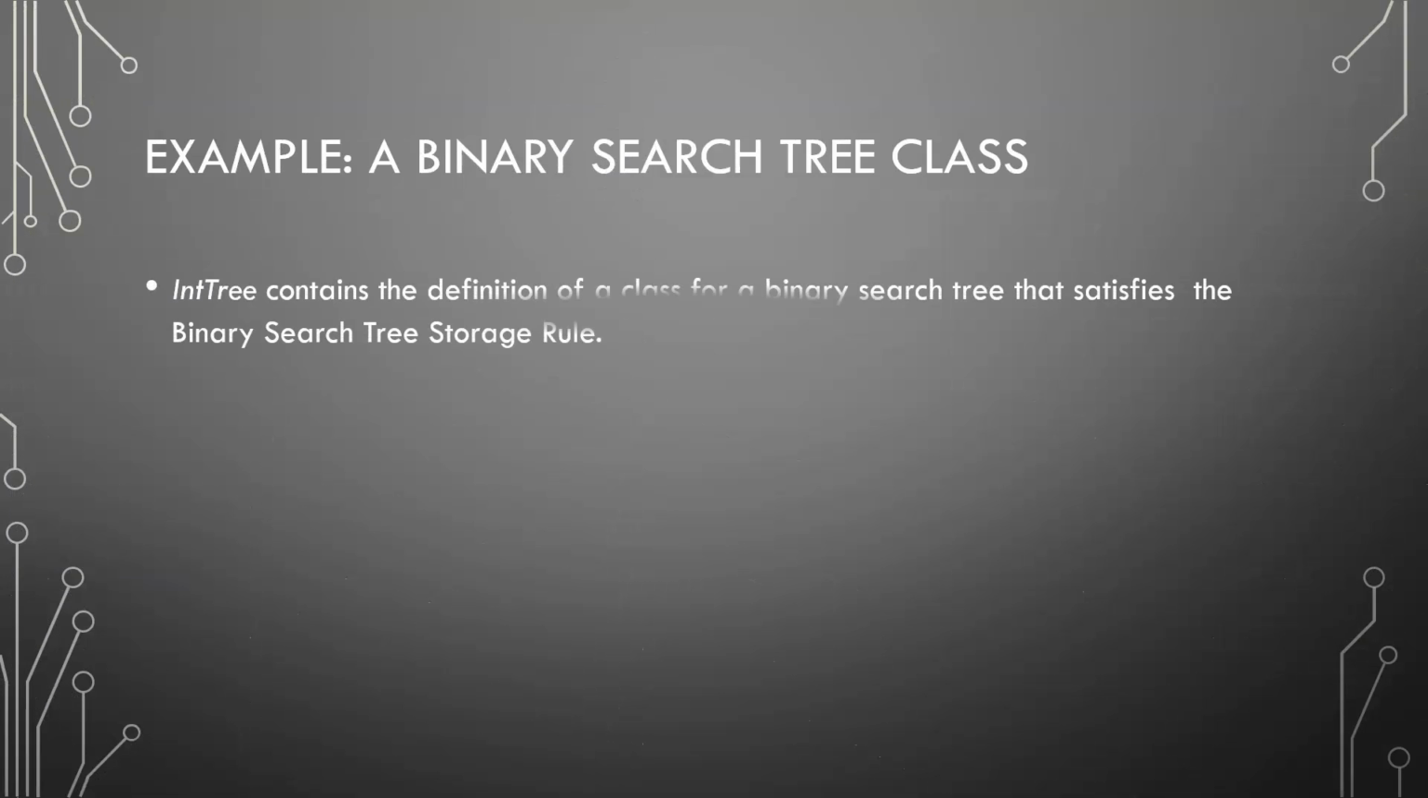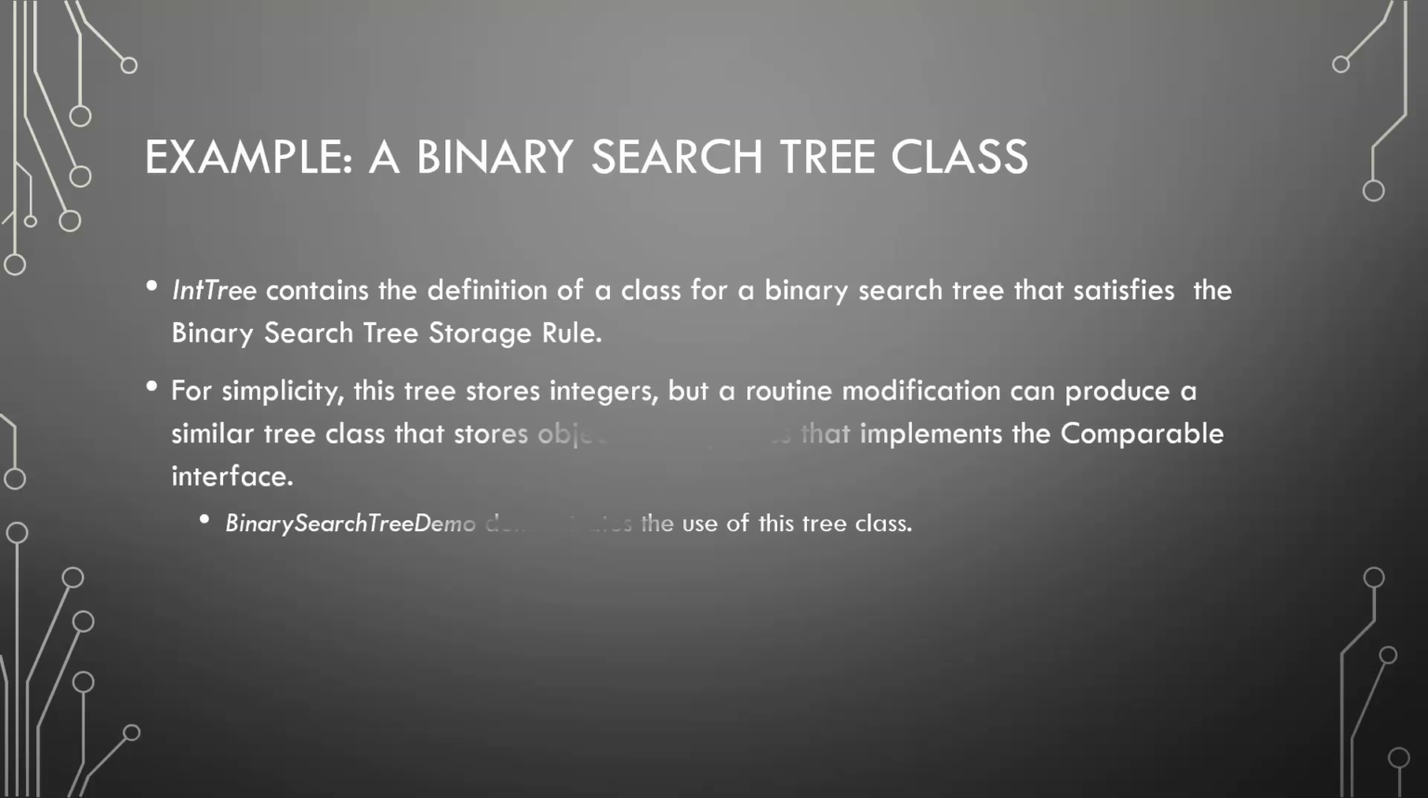So, in our example, we have this thing called IntTree. That's a class for a binary search tree. This satisfies the binary search tree storage rule. Now, for simplicity, this tree will store integers, but a routine modification can produce a similar tree class that stores objects of any class that implements the Comparable interface.